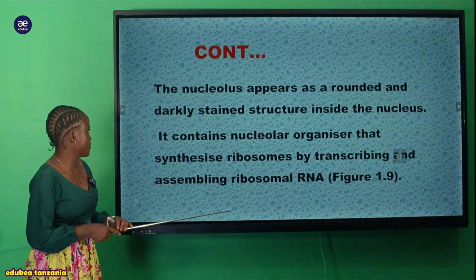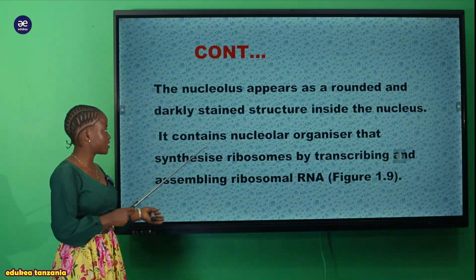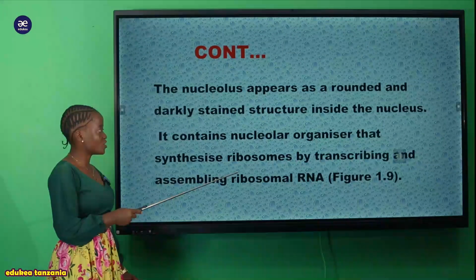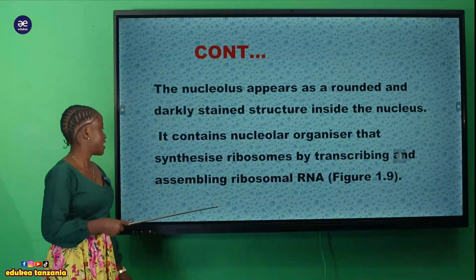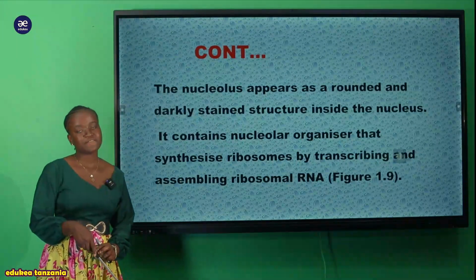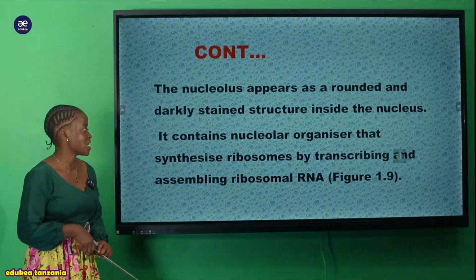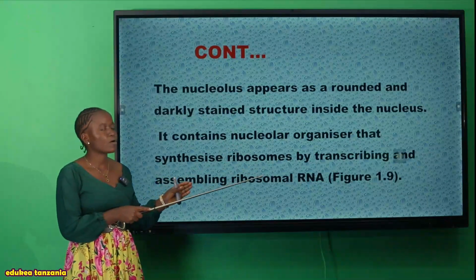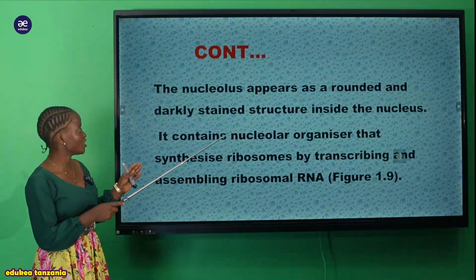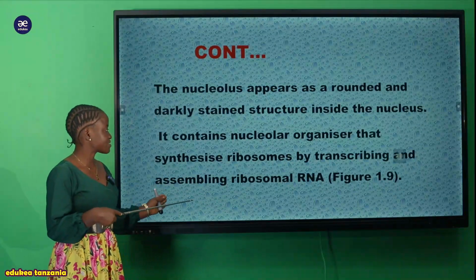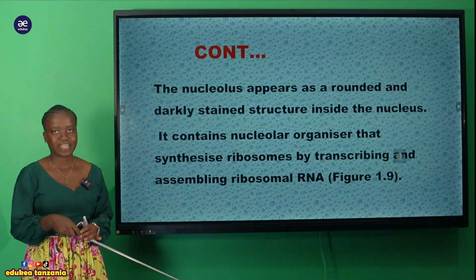So now also we can simply say that it contains the nucleolar organizer that synthesizes ribosomes by transcribing and assembling ribosomal RNA. So this one is the main function of the nucleolus. That is, it will contain the nucleolar organizer. That nucleolar organizer synthesizes ribosomes by transcribing and assembling ribosomal RNA.